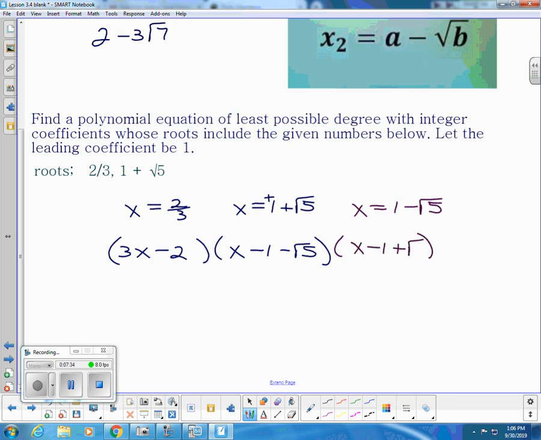So they're not going to tell you both of them. They're going to give you one irrational, and you need to know to write the other one. Important.